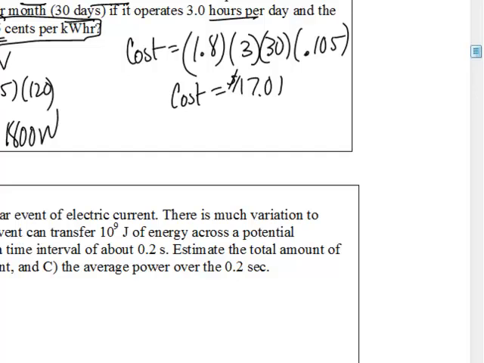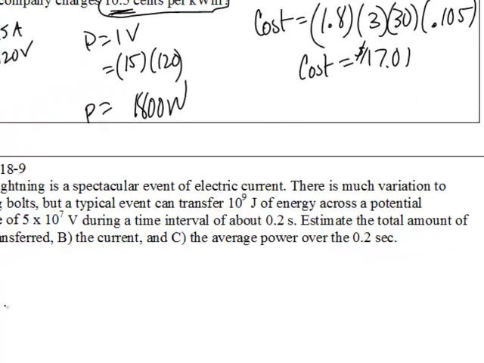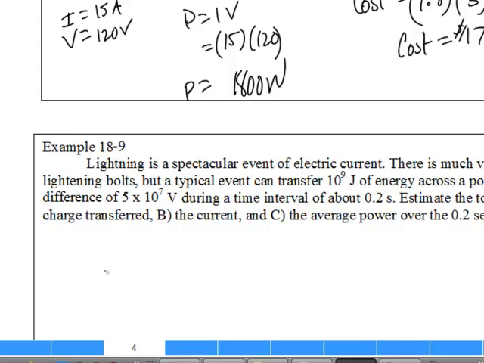Lightning is a spectacular form of electrical current. There is much variation in lightning bolts, but it can typically transfer 10 to the 9 joules of energy across a potential difference of 5 times 10 to the 7 volts for about 0.2 seconds. Estimate the total amount of charge transferred by the current and the average power over the 0.2 seconds.